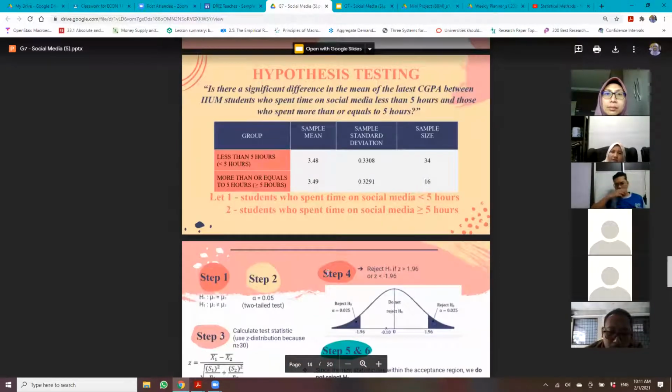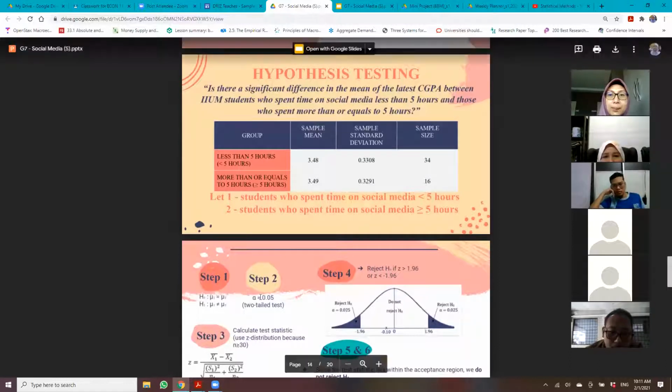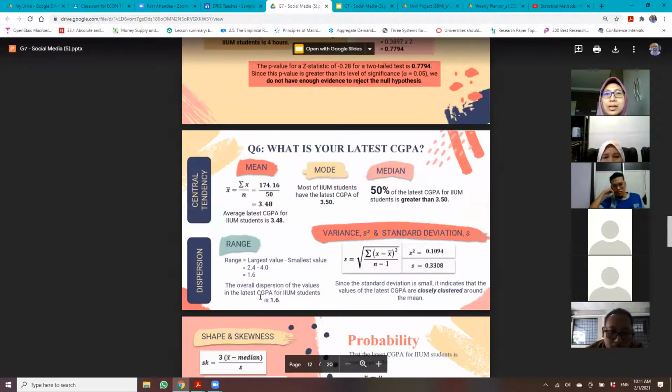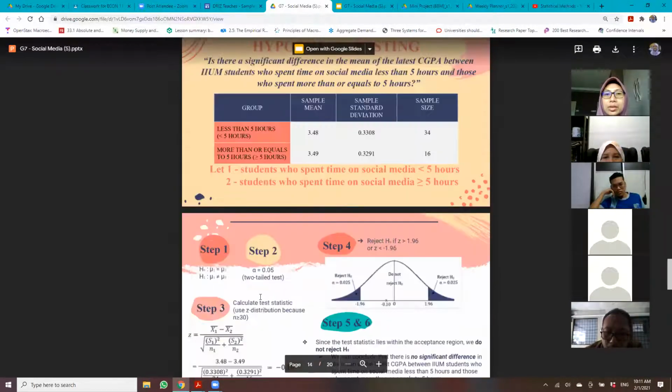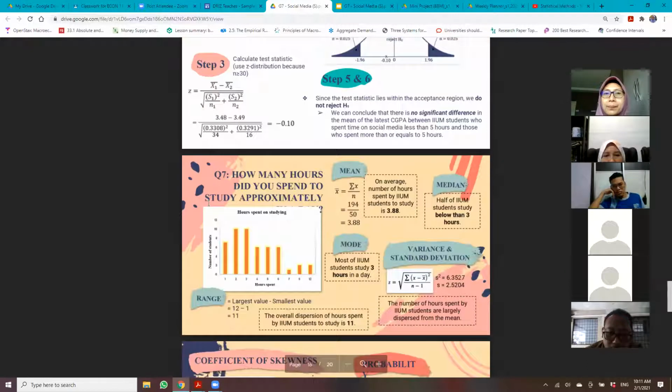Oh here, they did two tests. Usually there's a little extra. This one is a two sample. This group did two tests. Here is the one sample mean test, and down here is a two sample. But because you all haven't learned two sample, right? Why? It's not in your syllabus. Okay, they did more.